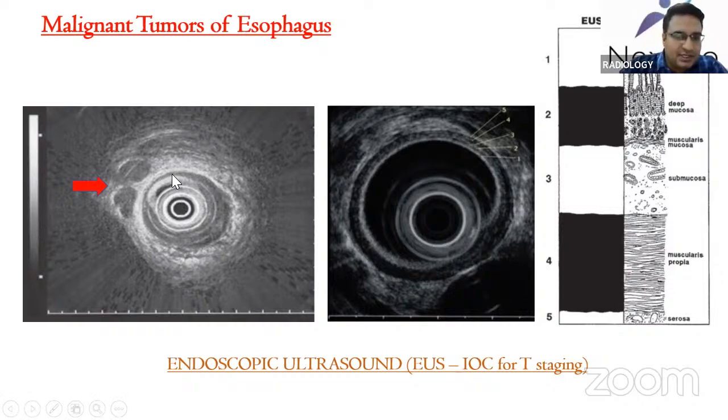Now look at this first image. This is our probe, this is our endoscopic probe. Now look at these lesions. Can you appreciate these hypoechoic lesions? Rest of the part appears normal, but there are a few hypoechoic lesions. So what are these? This could be the carcinoma. On the basis of this bright line and this hypoechoic line, we can say it is also involving the muscularis propria. Okay, students, so this is how we are going to go for the T staging in the esophageal carcinoma, and this is why it's the investigation of choice.